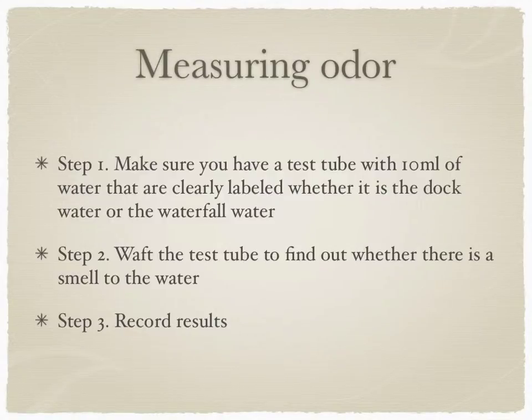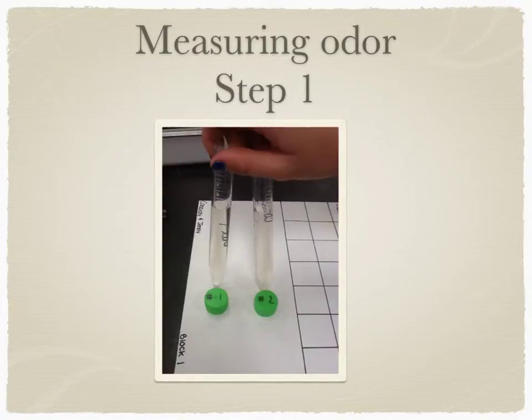Measuring odor. Step 1. Make sure you have a test tube with 10 milliliters of water that are clearly labeled whether it is dock water or the waterfall water. Step 2. Waft the test tube to find out whether there is a smell to the water. Step 3. Record results.